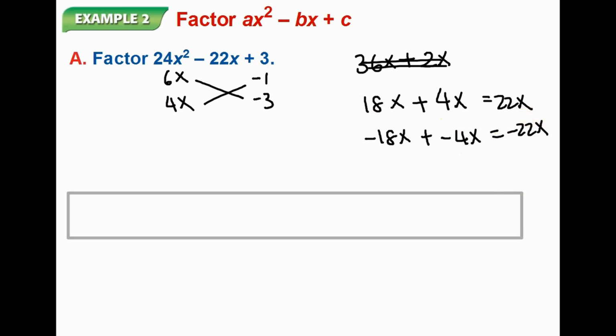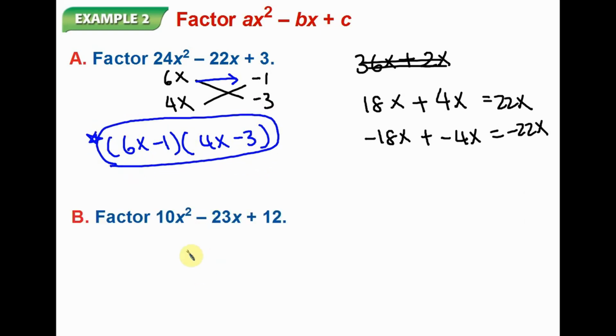Once you know that this is true, now you're going to write the factor form. When you write the factor form, again, you go across. So 6x minus 1 times 4x minus 3. Since this is negative 3, you don't have to write plus negative 3 because eventually you have to simplify. And here, this is my factor form.